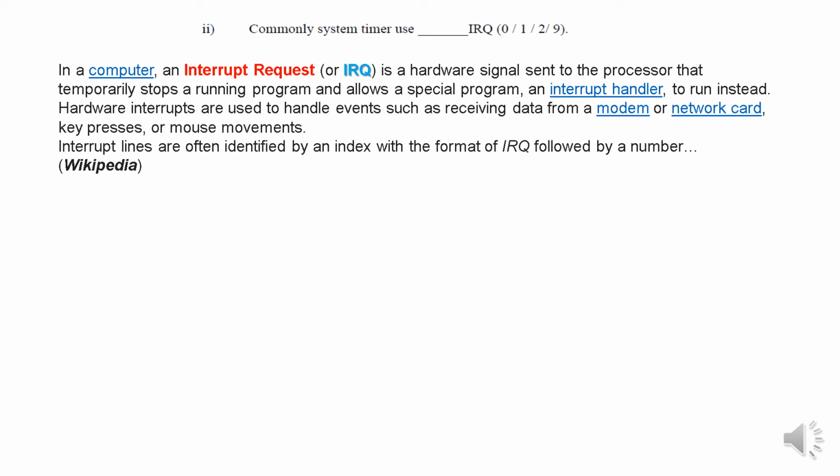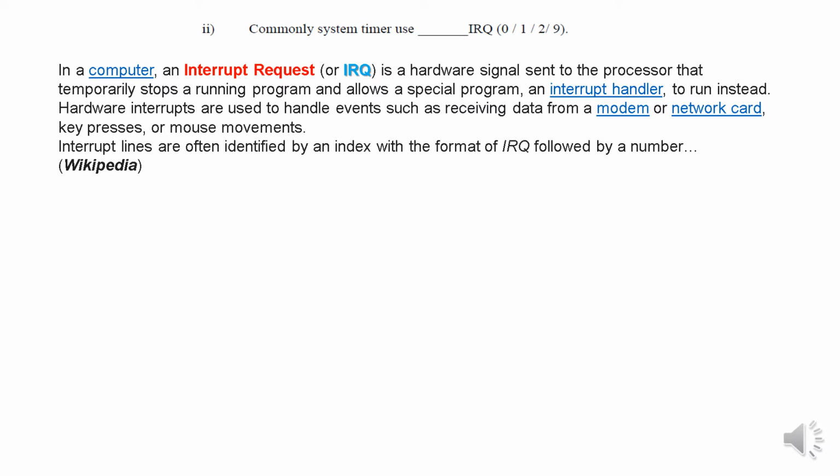Hardware interrupts are used to handle events such as receiving data from a modem or network card, that is the NIC card, or a key press event, or mouse movements. All these are basically hardware events, and they interrupt the processor. A processor can execute only one program at a time, so whatever it is executing currently, it halts the execution and services the interrupt using the interrupt handler. So this is basically an interrupt request.